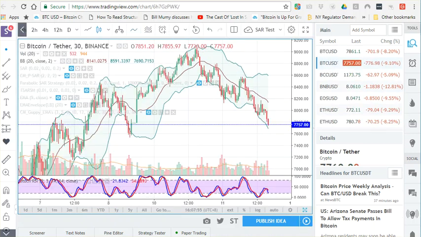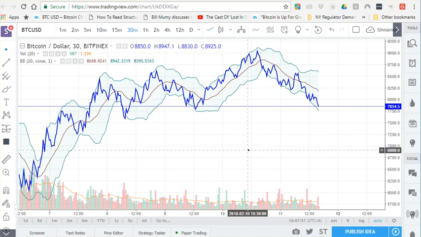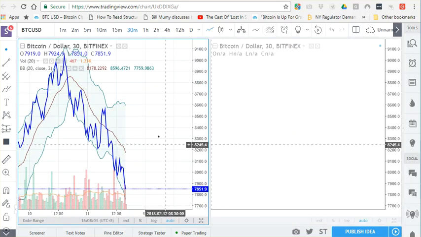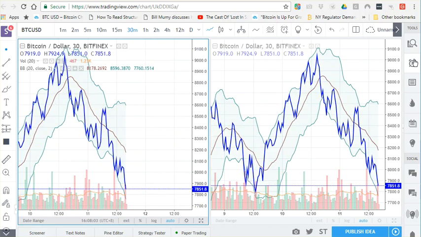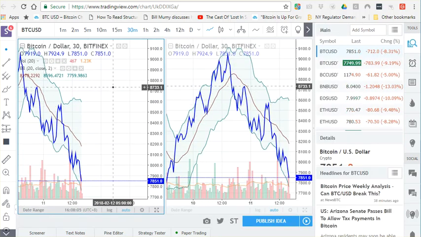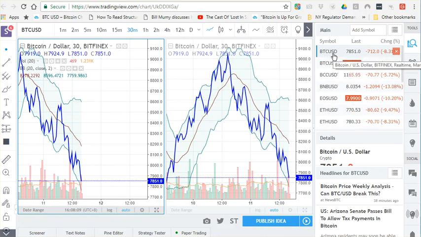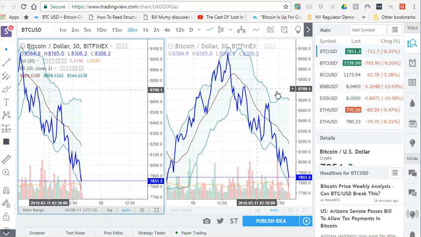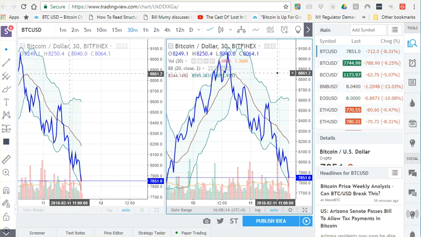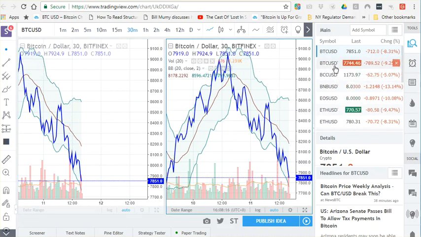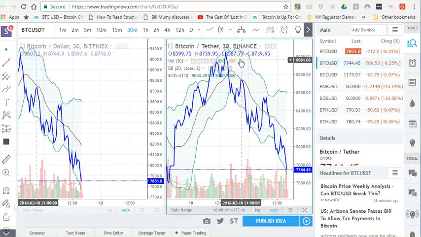You can synchronize the two charts. So if I take this chart, split it into two, and on the left, I'm going to change that. So click on the left chart. I'm going to make that look at Bitcoin on the Bitfinex exchange. And if I click on the right-hand chart, I'm going to make it look at Bitcoin on a different exchange.